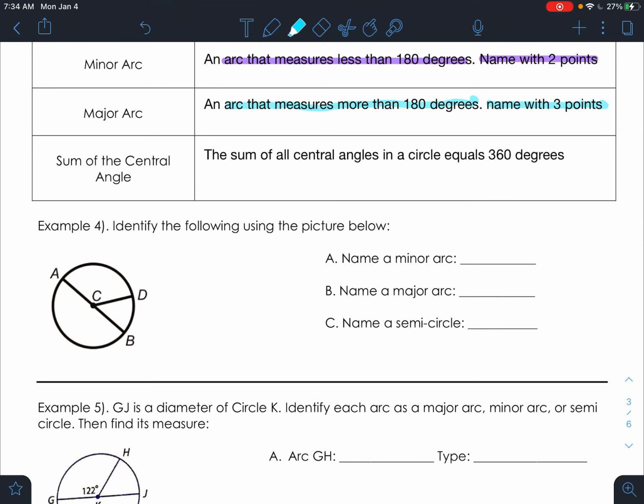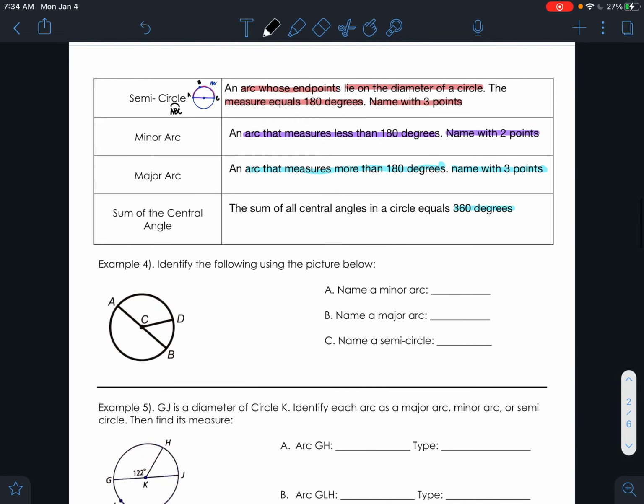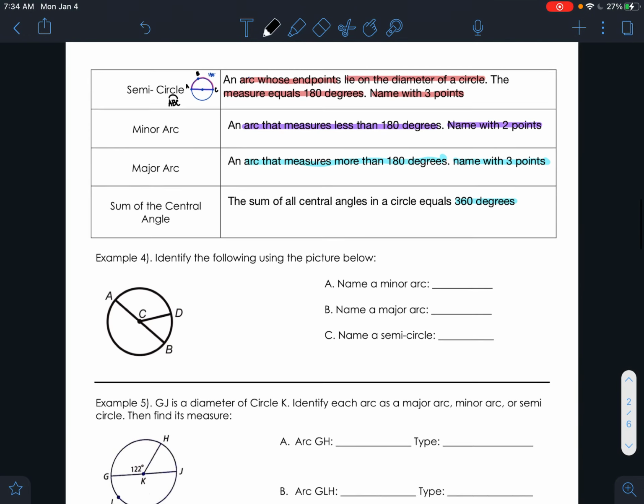And then the last one is the sum of the central angles. It just has to equal 360 degrees, okay? So if we added all the central angles in a circle together, it would have to equal 360 degrees. So let's go ahead and practice what we were talking about with semicircles, minor arcs, and major arcs.